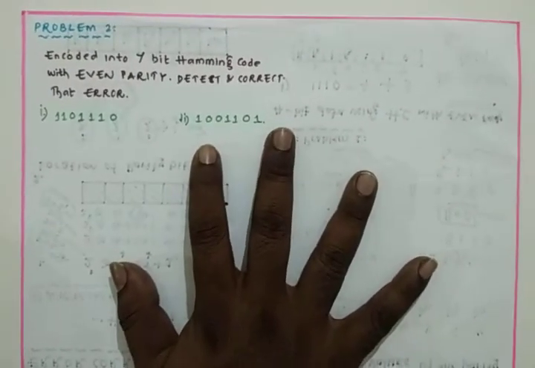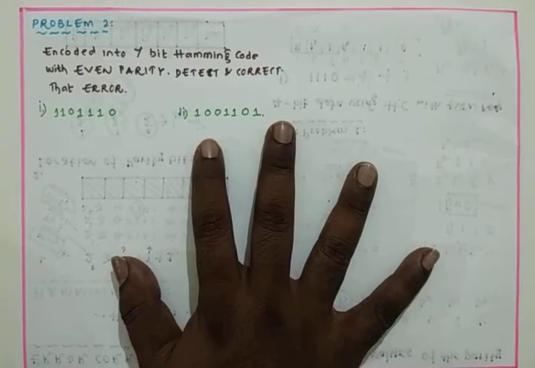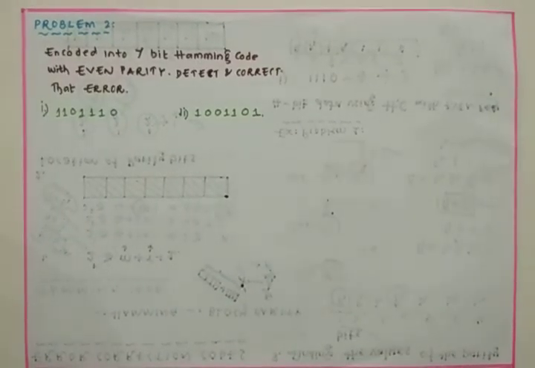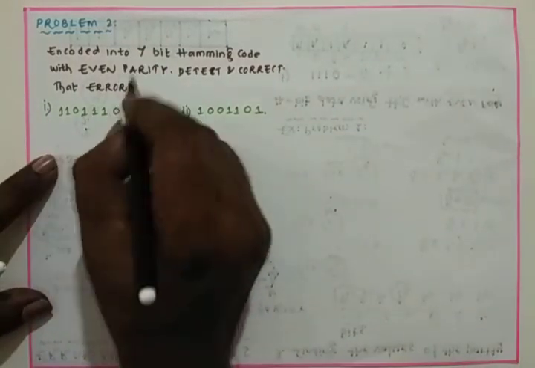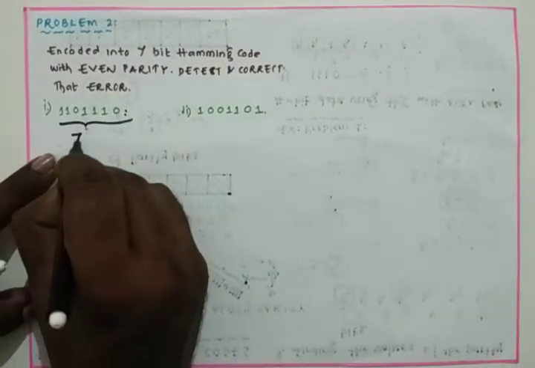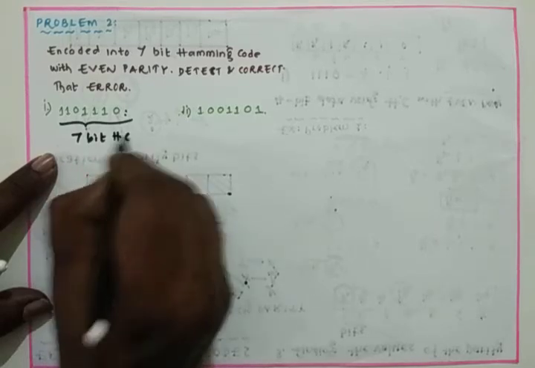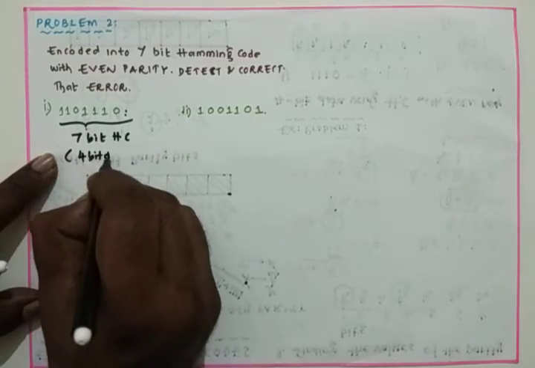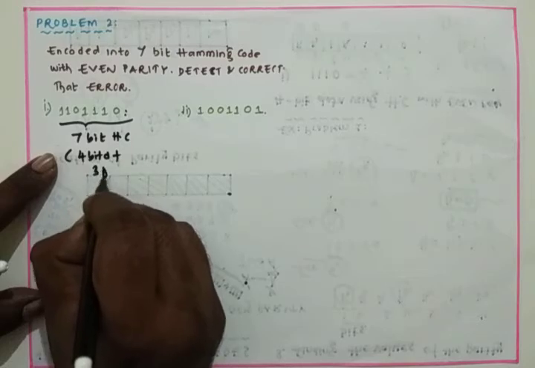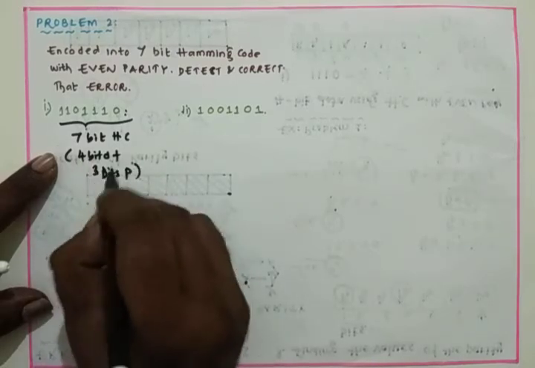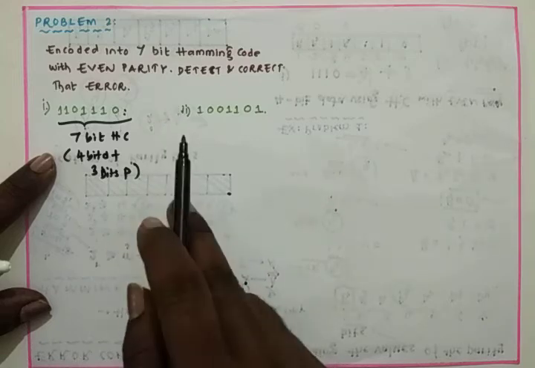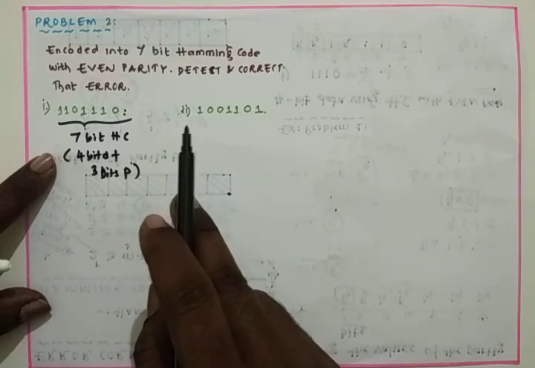Now I am going to discuss a very important question, and this type of question will be asked in the exam directly for 10 marks. The question is: the data given below is encoded into 7-bit Hamming code. That means 4 bits are data plus 3 bits are parity. 4 plus 3 is 7.